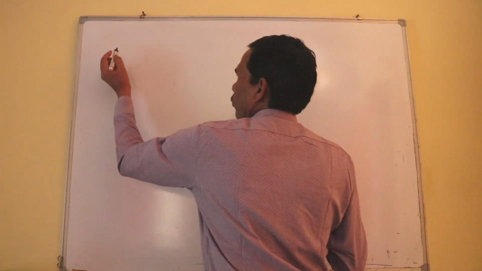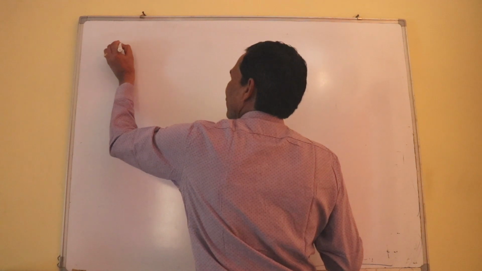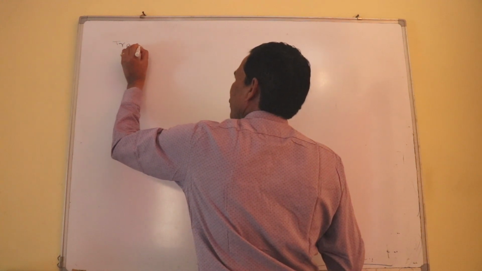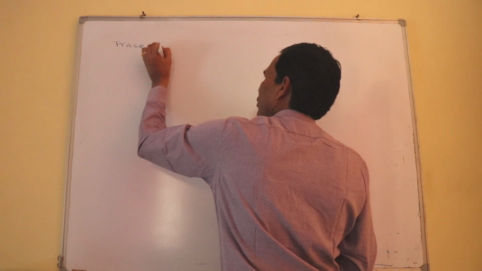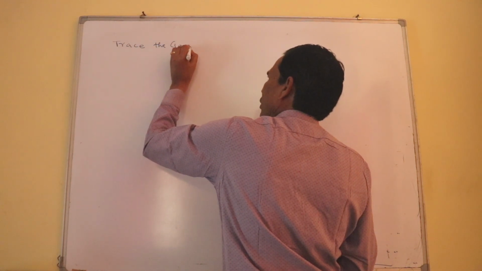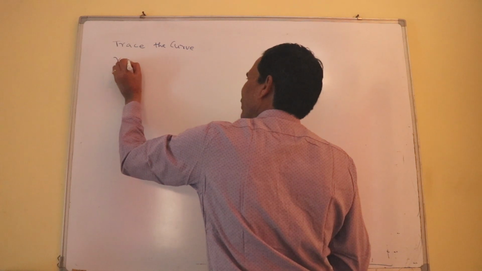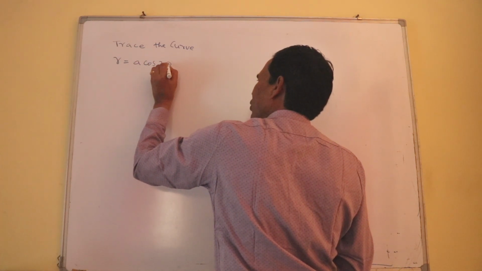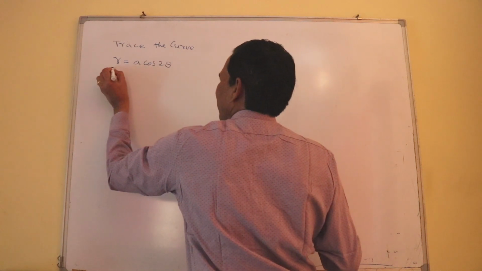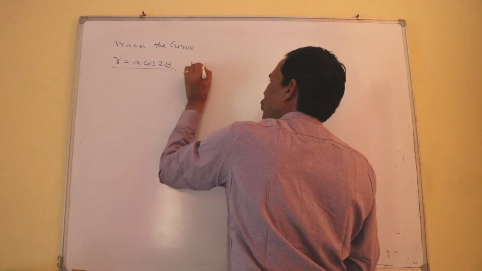Now we trace one Rose's curve here. Trace the following curve: r is equal to a cos of 2 times theta. So n is equal to 2.